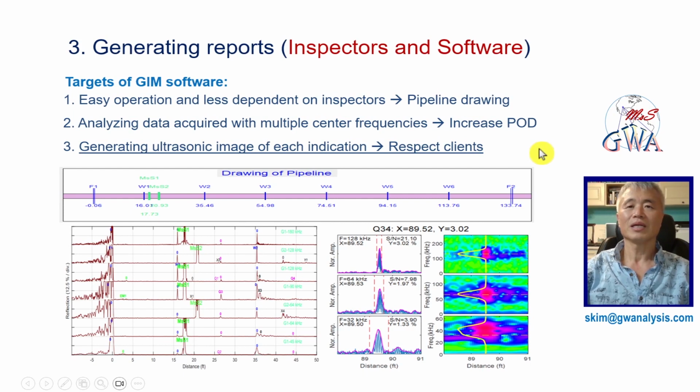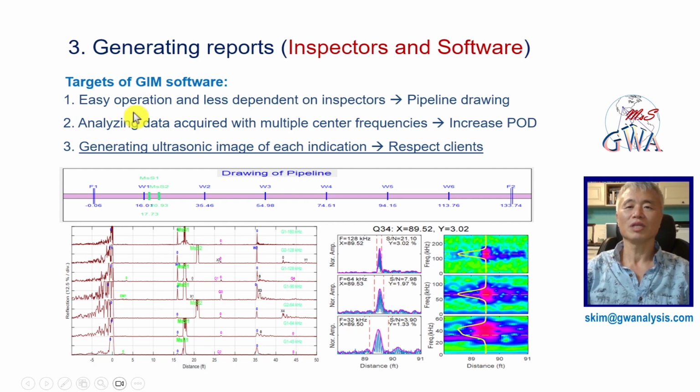Now let's talk about the third procedure, generating the report. The report is the most important thing because it should include all testing information, reference locations with visual testing, and the ultrasonic image of each indication and important range. MS Technology programmed the GIM software with the following 3 targets.